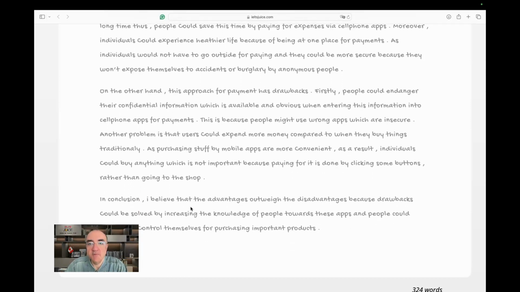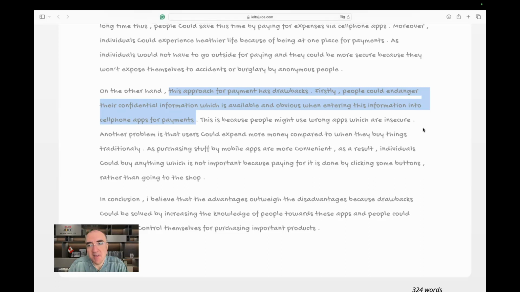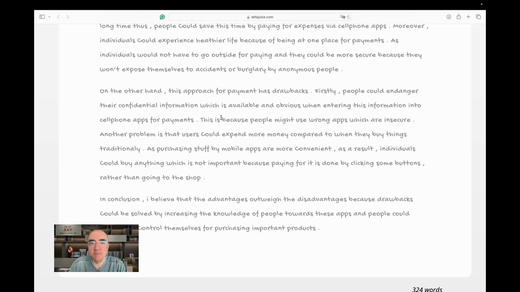Okay. Firstly, people can endanger their confidential information, which is available and obvious when entering this information into cell phone apps for payments. Good. Security is one aspect, one drawback. This is because people might use wrong apps, which are insecure. Another problem, maybe a little bit more development. I understand the whole concept, but I'm still expecting more.